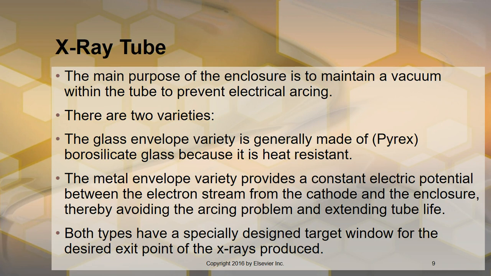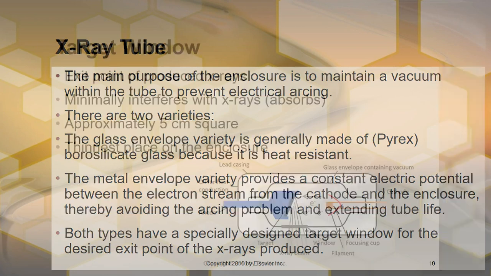The difference is when they have the metal type, they're much heavier, and so those could only be used in really stable permanent positions and tables. Both of them have a target window, which is where the X-rays exit, okay? So the X-rays that leave the tube all come from the same place. Now, it is usually about 5 centimeters square, and it's somewhere on the enclosure that's thinner than the rest of it. And that thin section reduces the amount of absorption so that more X-rays are actually sent outside the tube.